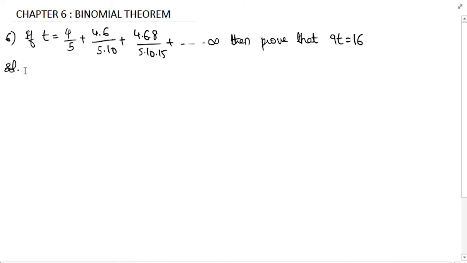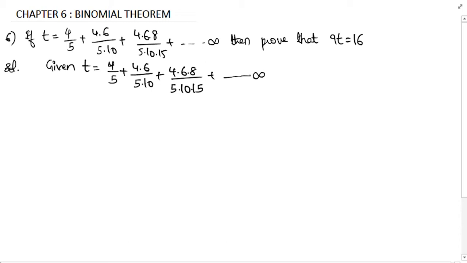To the sixth question. If t is equal to the series given, then prove that 9t is equal to 16. So it's given that t is equal to 4 by 5 plus 4 into 6 divided by 5 into 10 plus 4 into 6 into 8 divided by 5 into 10 into 15 plus so on up to infinity.